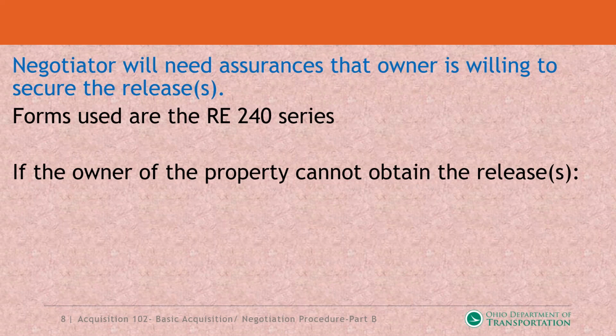If an owner of the property cannot obtain a release, we want to find out why. What's causing the problem? Is it the mortgage company, or is the property owner not willing to provide us what we need to work with the release? We also have provisions, which you'll see a little later on, where we try to provide assistance to the property owners. But if we cannot, we want to find out the reason why.